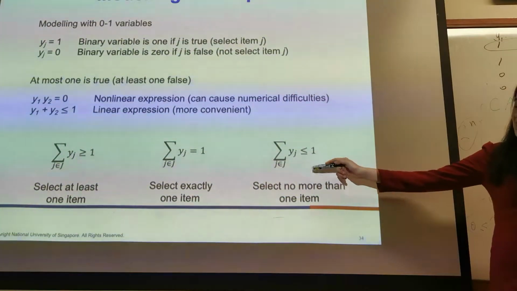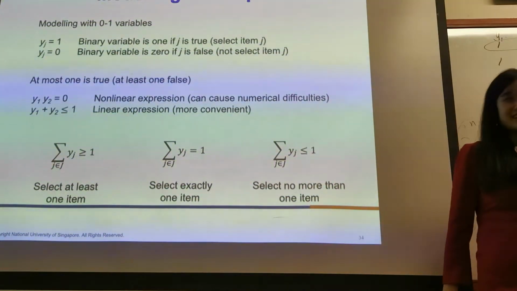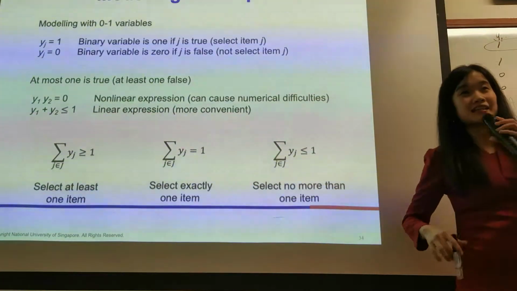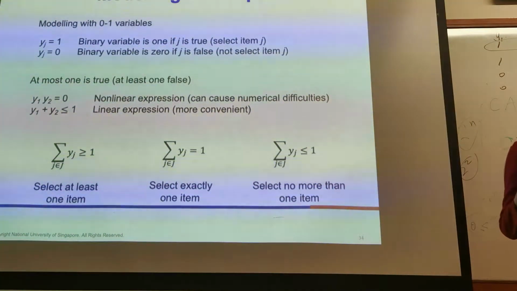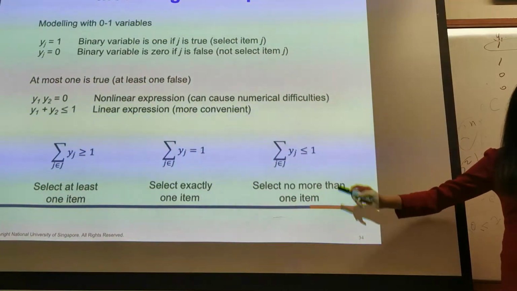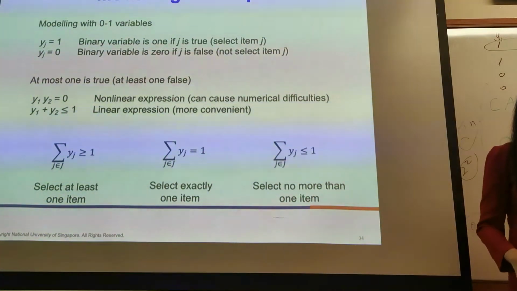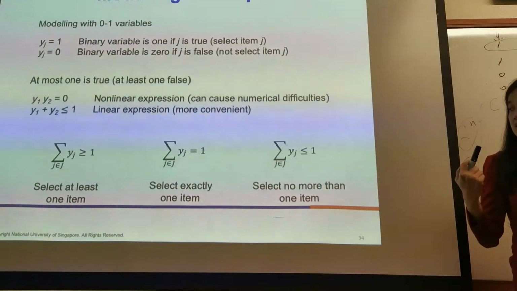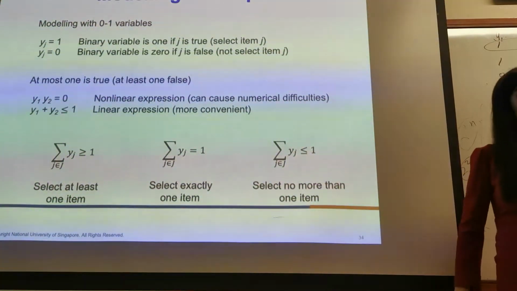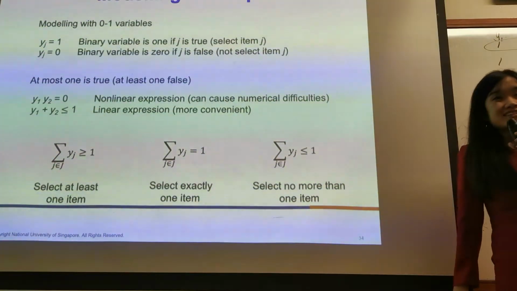But if it's the sum of yj smaller or equal than 1, it's also straightforward. A summation can either be 1, meaning select exactly one item, or it can be 0, meaning select nothing. So it means at most select one item, no more than one item. So this is a design.